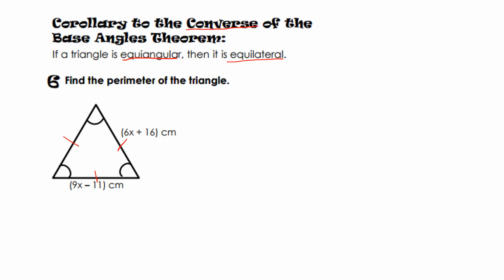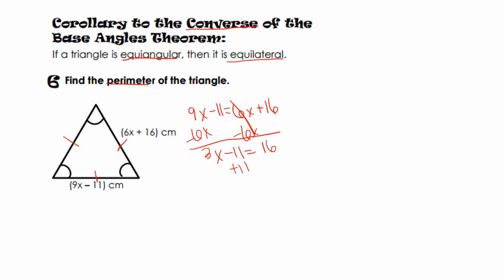So first we're probably going to have to solve for x. Plug x back in to find the side length of one side, multiply it by 3 in order to find the perimeter. So our first equation would be 9x minus 11 is equal to 6x plus 16, minus 6x from both sides. 9x minus 6x is 3x minus 11 is equal to 16. Add 11 to both sides. We get 3x is equal to 27. Divide by 3, x is equal to 9.